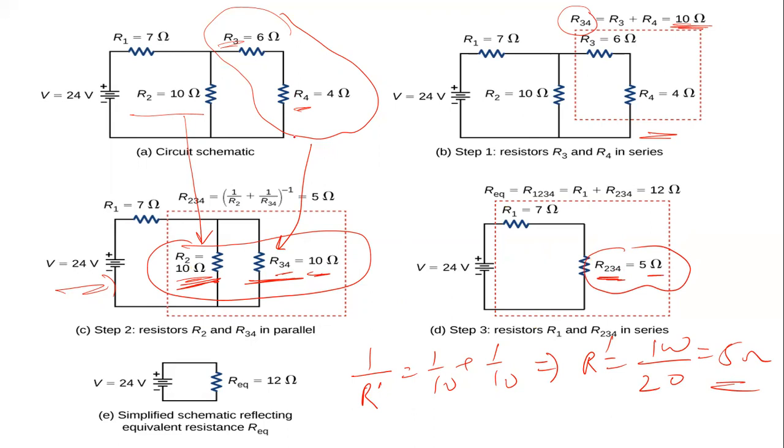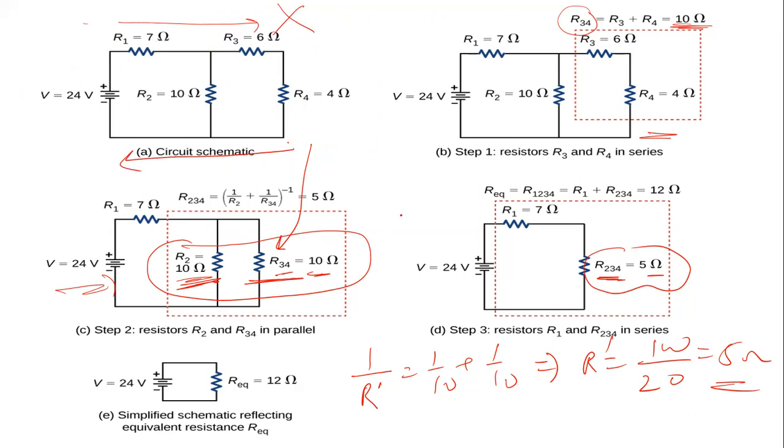Now, if you have noticed, we are simplifying this network from end to beginning. This is the beginning of the network where your voltage source is connected. It is taken as the input of the network, right? So we are moving from the last resistance to the first resistance, and this is how we are simplifying it. We should not go from first to last. We have to simplify it from last to front first.